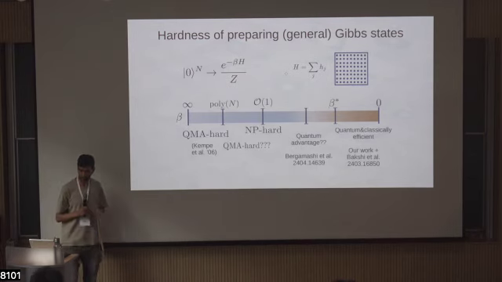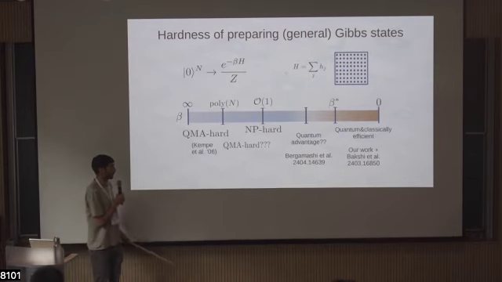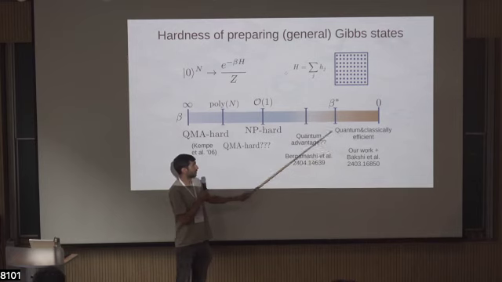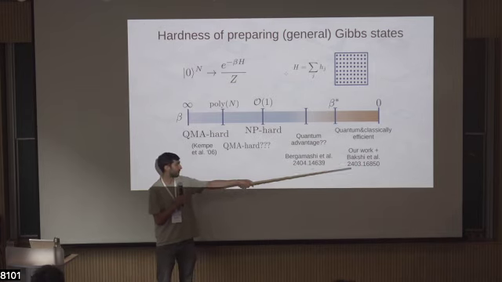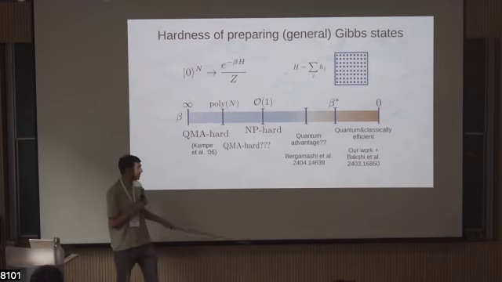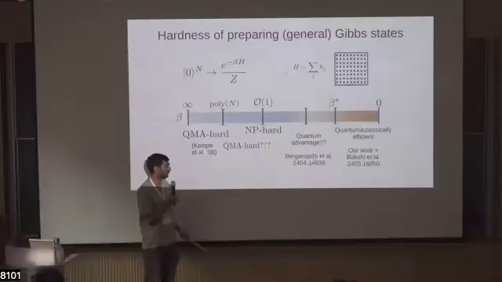We know a few things. From what I've told you, now we know that for some regime of high betas, we can prepare the high temperature Gibbs states efficiently on a quantum computer. And this also followed from a different work of Bakshi et al., where it's a very different way of preparing the Gibbs state, but it also works at high temperatures.